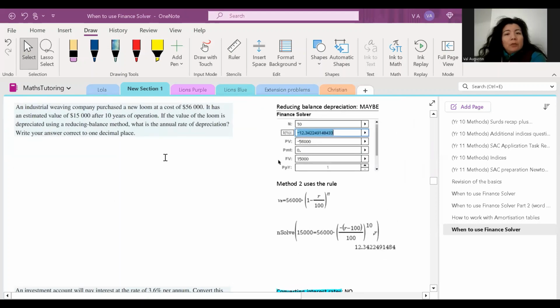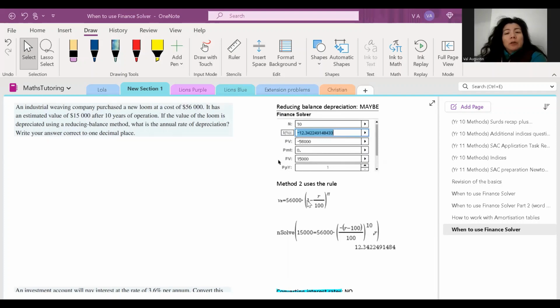This one is reducing balance depreciation. You can use Finance Solver. And so what I did was I put 10 years in, I put the present value as negative 56,000 and the future value is 15,000 and 0 payments and 1 PPY CPY. And that gave me a negative 12.34, which is a rate of depreciation of 12.34%.